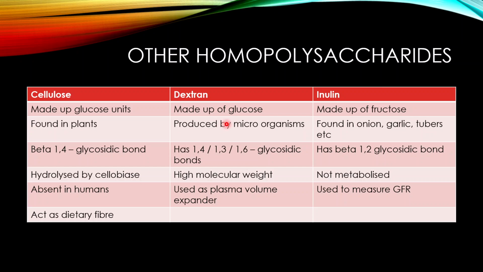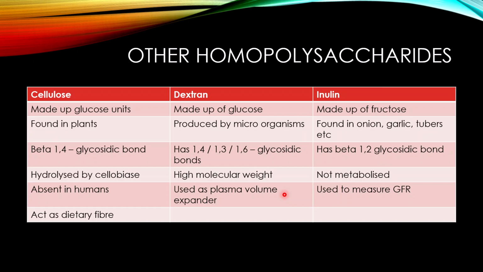Next is dextran. Dextran again is made up of glucose. Dextran is produced by microorganisms, and again it is a highly branched molecule with high molecular weight. Okay, so it has 1,4, 1,3 and 1,6 glycosidic bonds. Because of this high molecular weight, when we give it as an intravenous injection, it stays in the plasma and it is not able to move out of the plasma. So this increases the plasma volume.